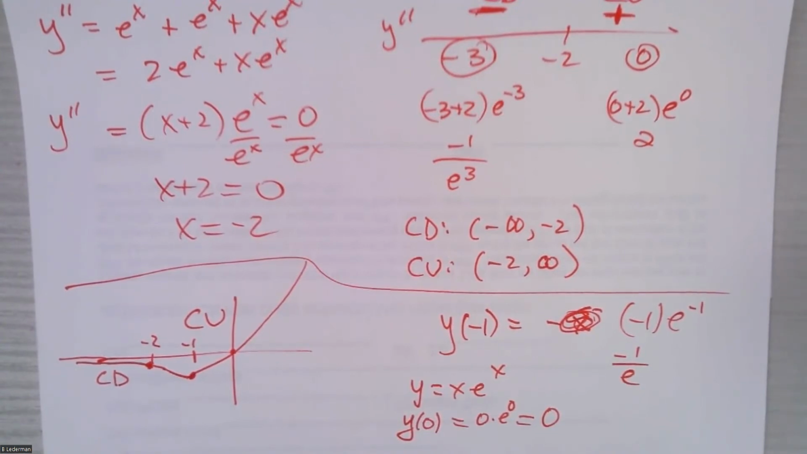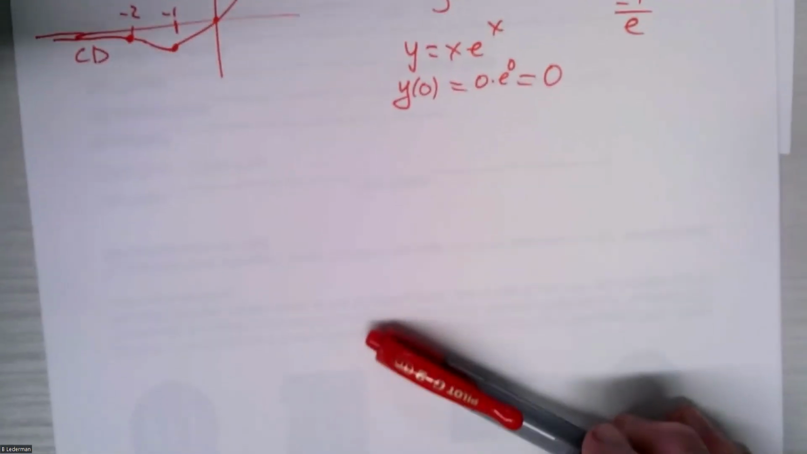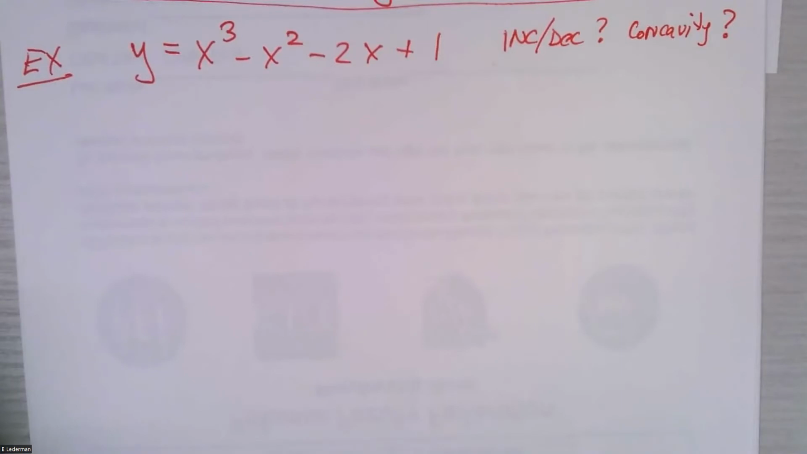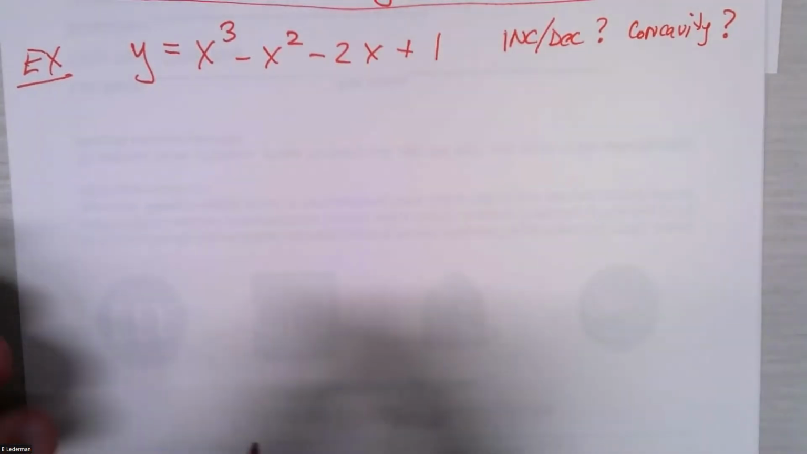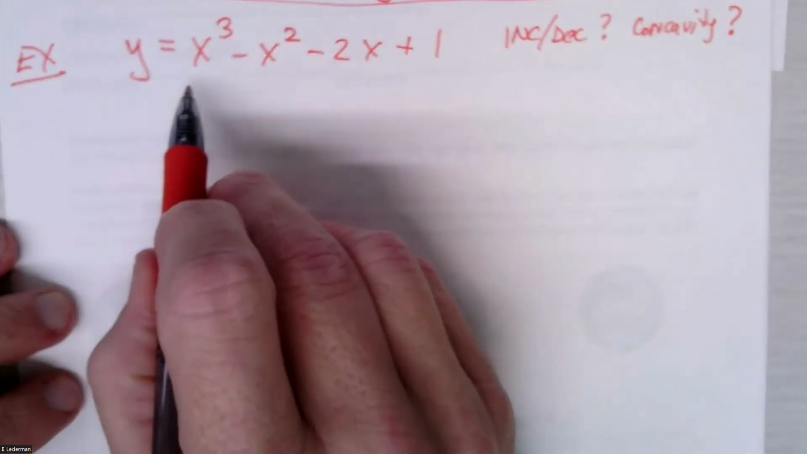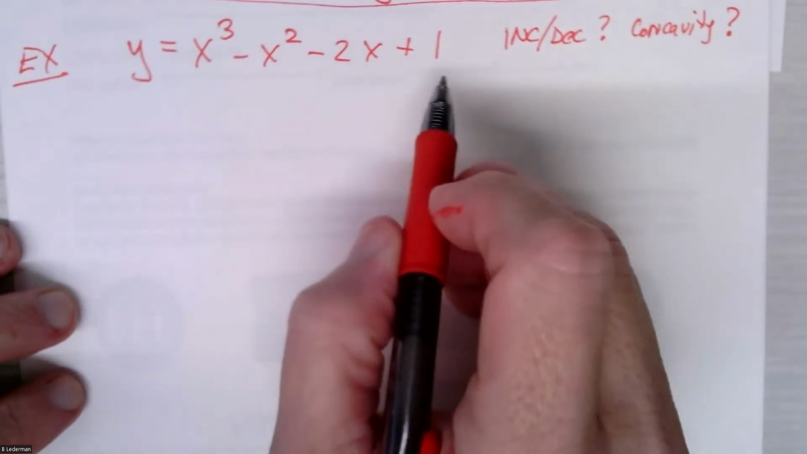Let's do one more example. Okay, so our example now is y equals x cubed minus x squared minus 2x plus 1.